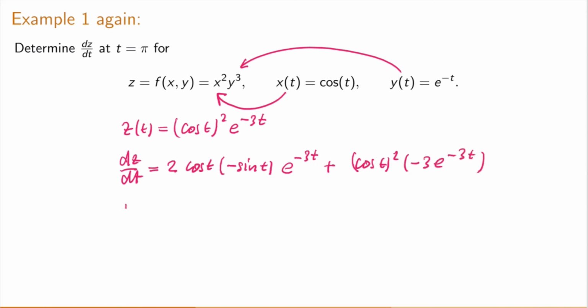And then if we sub in t is equal to pi, then again the sine term disappears, but the other term remains, and this is minus 3 e to the minus 3 pi. Same result as before.